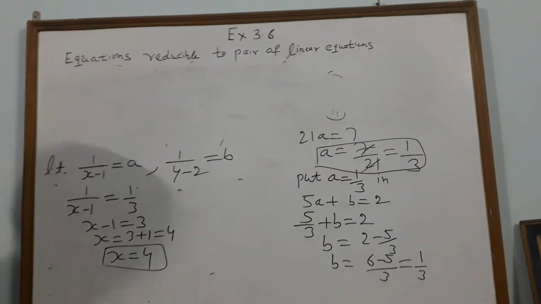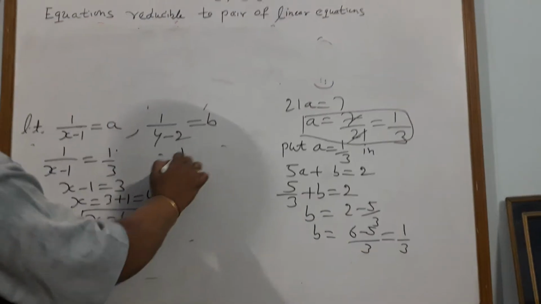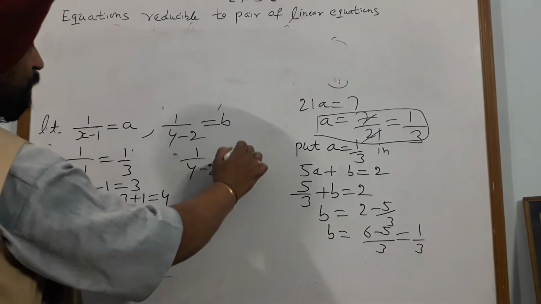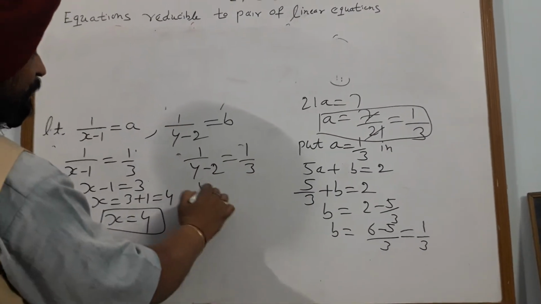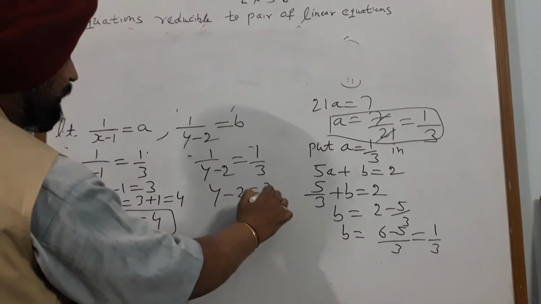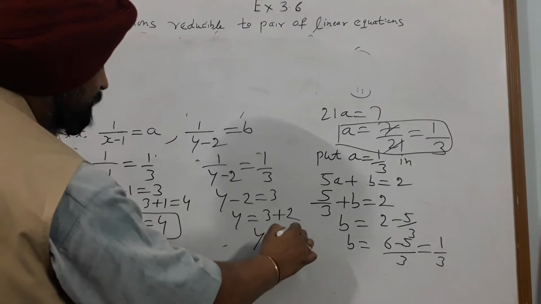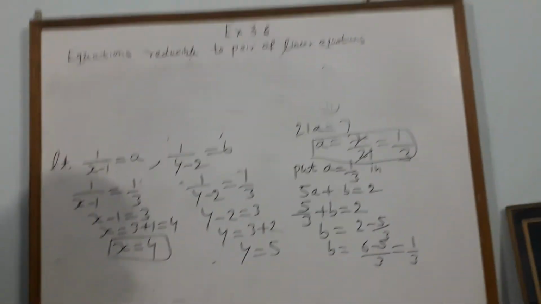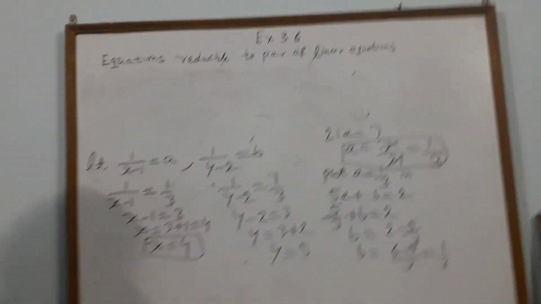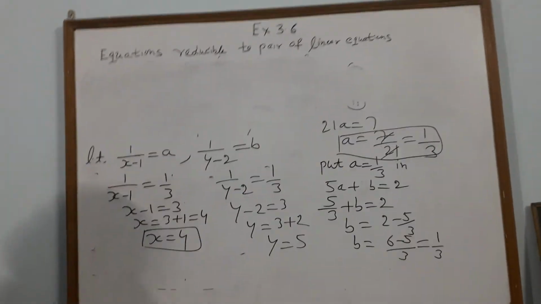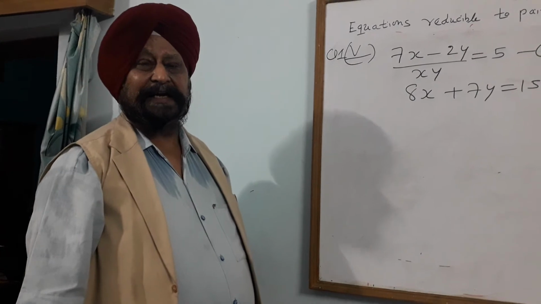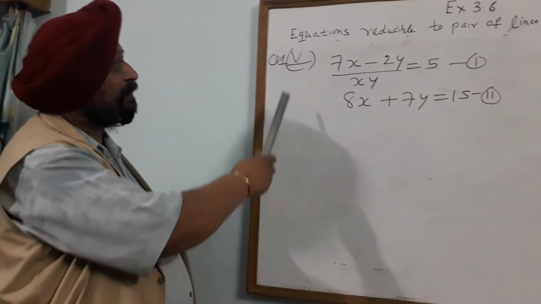4. Similarly, you put 1 over Y minus 2 is equal to B, that is also equal to 1 by 3. So Y minus 2 is equal to 3. So Y is equal to 3 plus 2. So the value of Y is how much? 5. So this is the second type of questions in this exercise 3.6. Now I will do the third type of question. This is the third type of question in exercise 3.6.